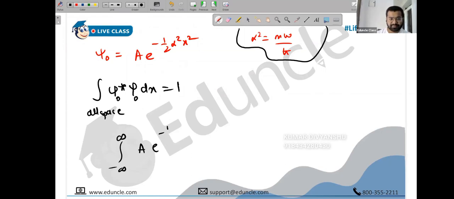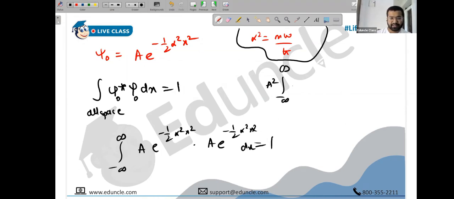That's okay. So we have A e raised to minus half alpha square x square into A e raised to minus half alpha square x square. I hope you have it. Tell me now. So this is minus infinity to infinity, A square e raised to minus half alpha square x square minus half alpha square x square. That minus half plus minus half will give minus alpha square x square dx. Any questions, anyone?